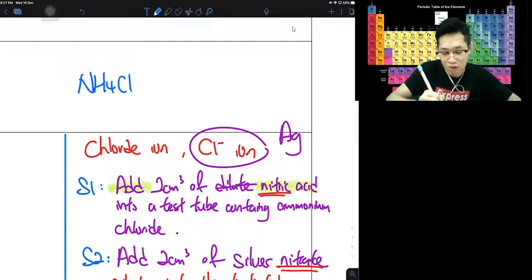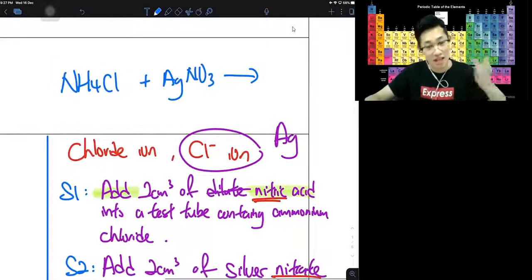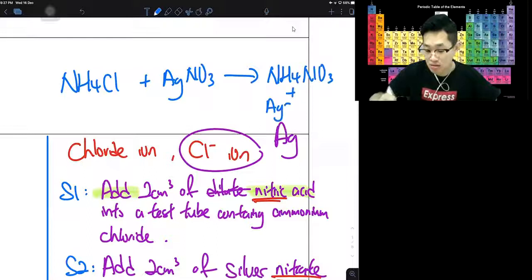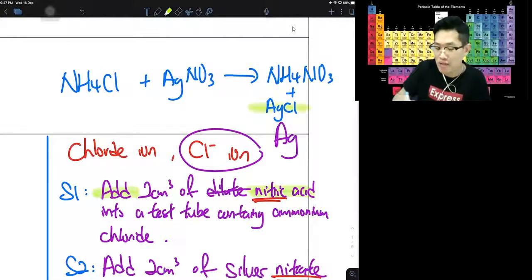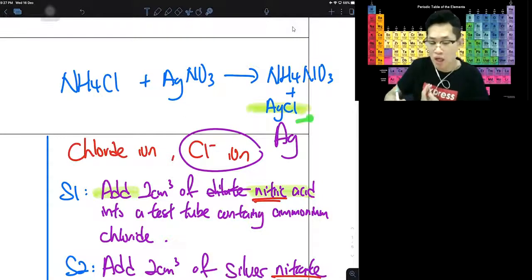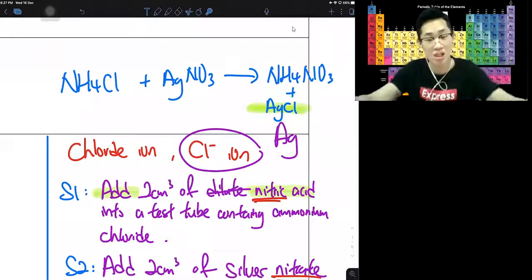Ammonium chloride. Oh, what if you do not know how to write ammonium chloride? I cry. Okay, AgNO3. A chemistry student should know how to write formulas, right? So it forms NH4NO3 and AgCl. If your basics of salts are not very bad, then you should be able to tell AgCl is insoluble. What is the color of AgCl? Let me ask you all these questions. What is the color of AgCl?